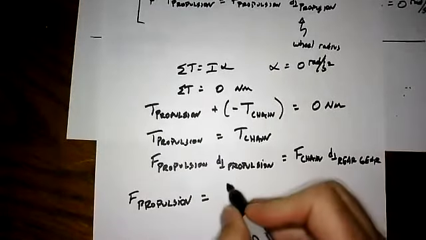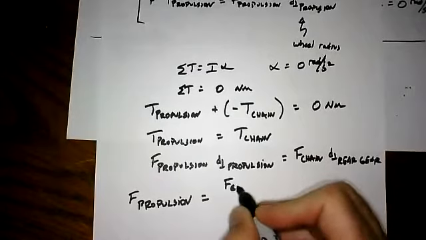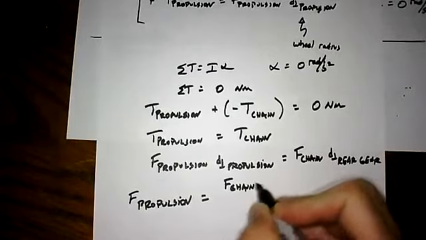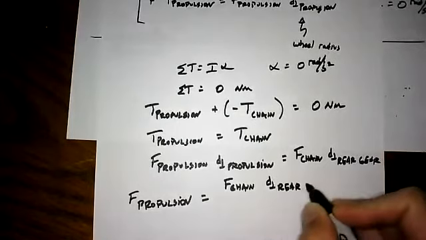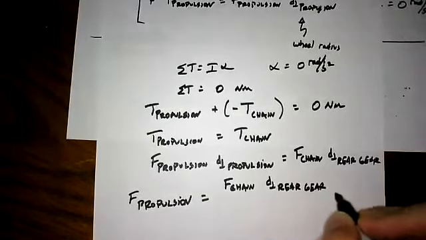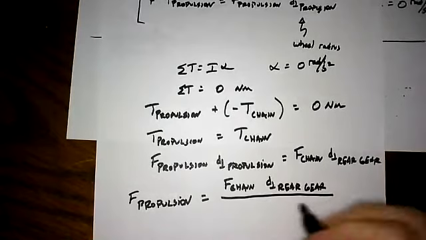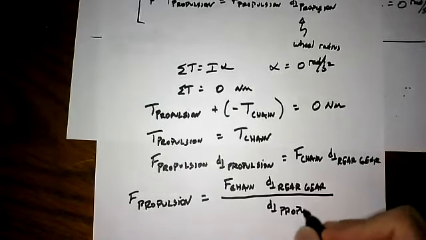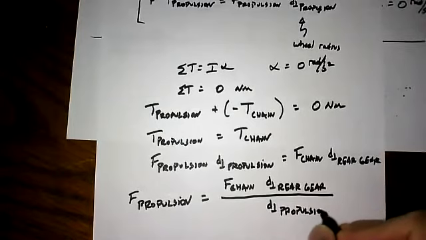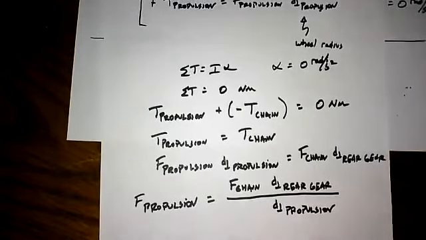Equals all this stuff, F chain, F chain times D perpendicular rear gear divided by D perpendicular propulsion. All right, now we're getting really close. Let's see, where's my part 1?